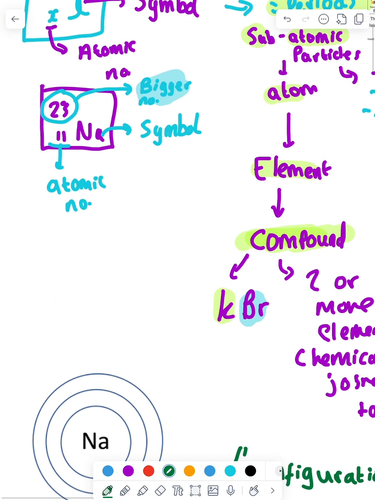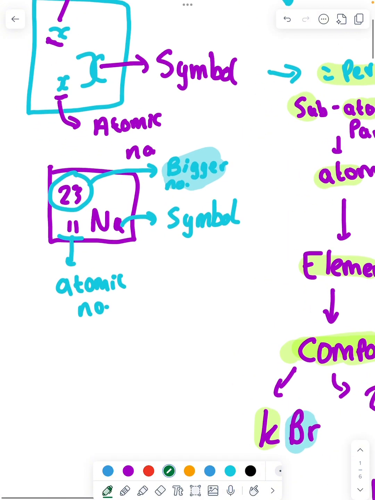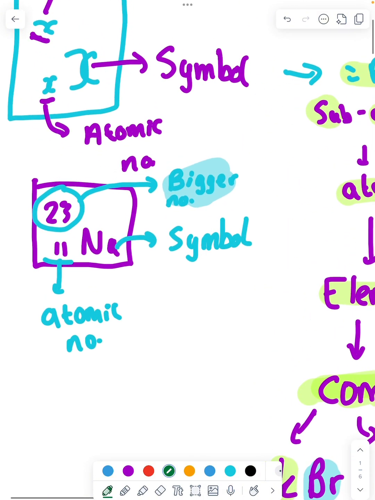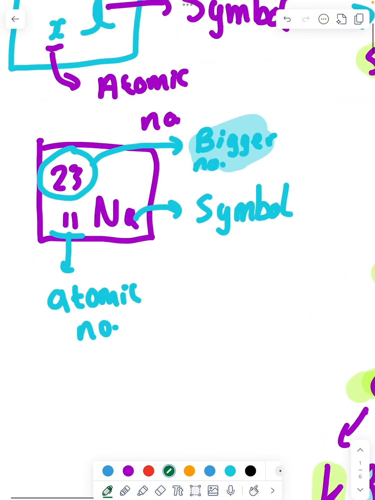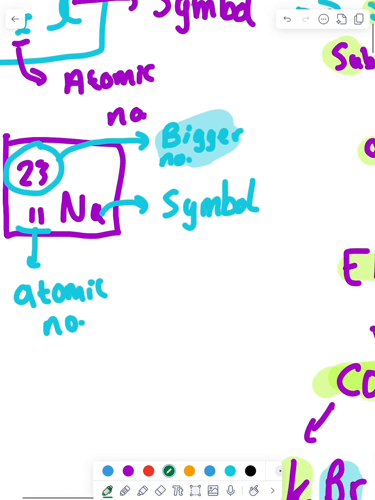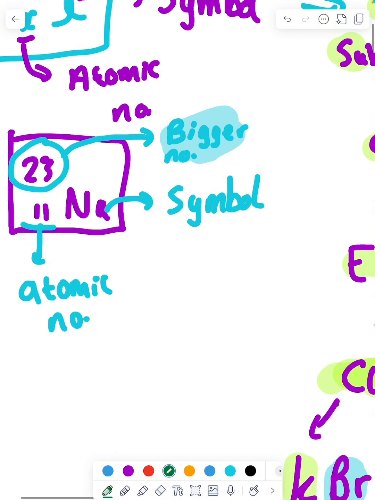Now, right, sodium, 23 and 11. Now, let's look at what this is again. So this is the element sodium, right? We said the mass number is the bigger number. The atomic number, the one we're left with, the smaller one, would be this 11, right?